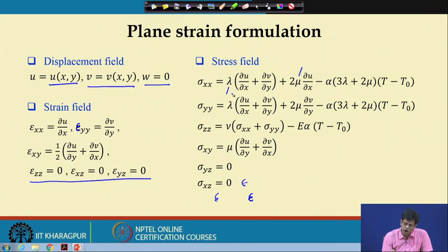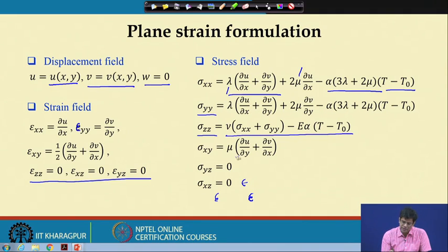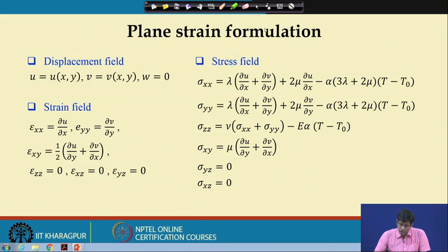So, lambda into del u by del x plus del v by del y, essentially epsilon xx plus epsilon yy, and then 2 mu del u by del x, and then alpha (3 lambda plus 2 mu) into (T minus T0). Similarly sigma yy, and sigma zz for a plane strain is not 0 due to the Poisson's effect. So, this term will be there, and sigma xy is the shear stress, which is in terms of del u by del y plus del v by del x.